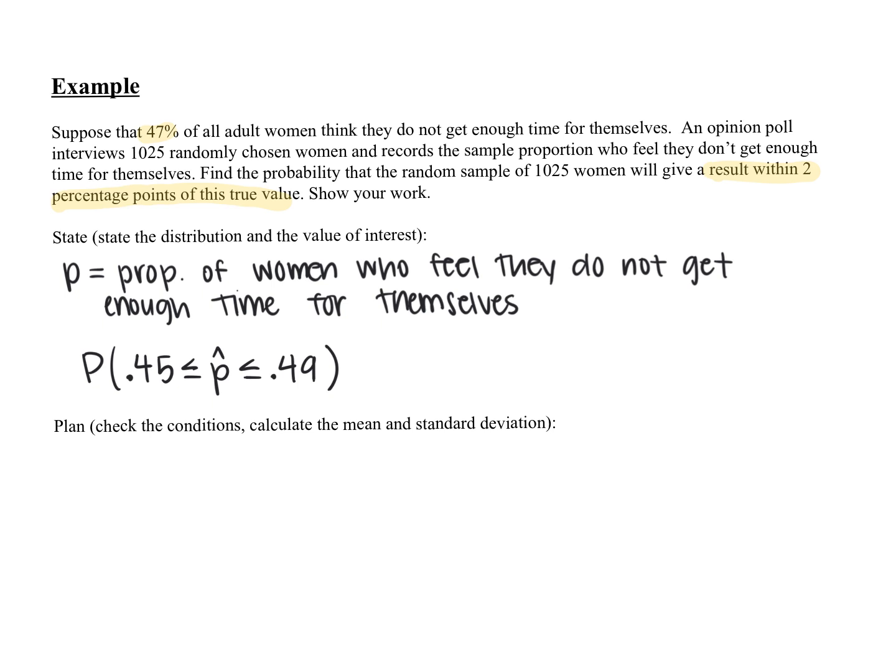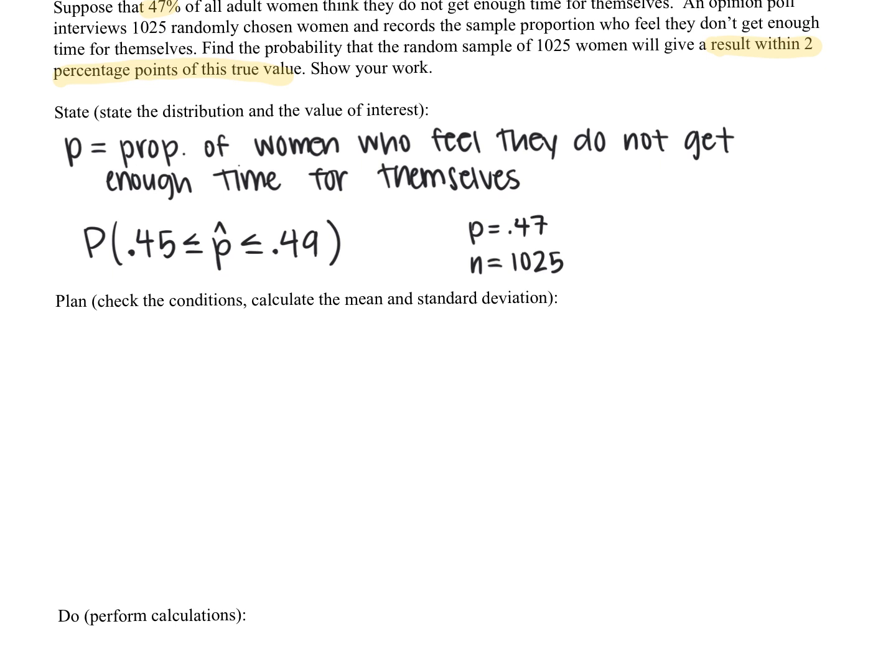So we are always going to use p hat when we're writing our probability statement, because we're finding the probability that our sample proportion is within that, not our population. And lastly, just because it's important to identify, we have a P of 0.47 and our N is 1,025. It's very important we know those two things. The next step is to check our conditions and then identify our mean and standard deviation.